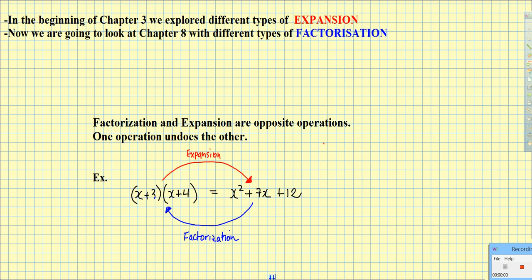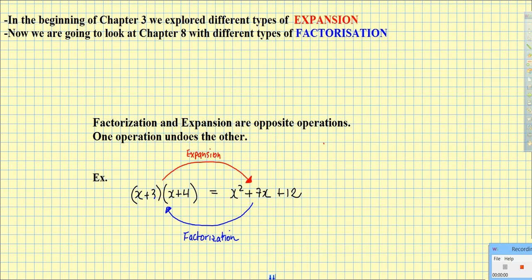So for example, when we're looking at expansion, what we have is expressions in parentheses. And what we do is we expand, or we use all the forms that we learned of expansion, such as FOIL, difference of squares, perfect squares, etc. And what we do is we get rid of the parentheses.